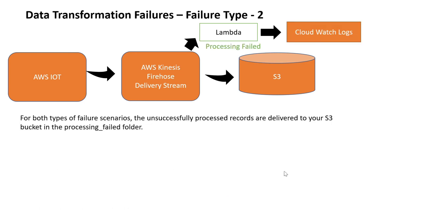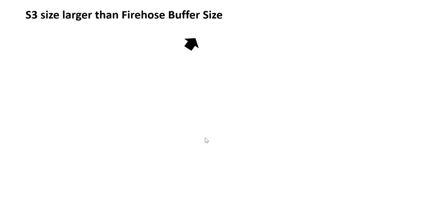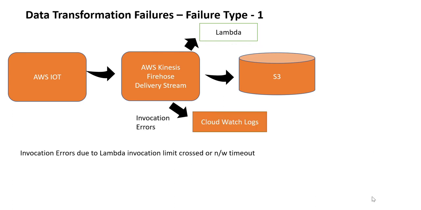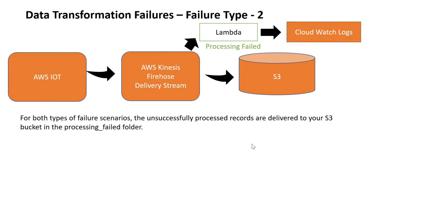Let's look at type 2, where the processing by Lambda fails. So in this scenario, Lambda writes to CloudWatch logs. So to summarize, for failure type 1, Kinesis Firehose writes the invocation errors into CloudWatch logs, and for failure type 2, Lambda writes to CloudWatch logs because the processing failed.